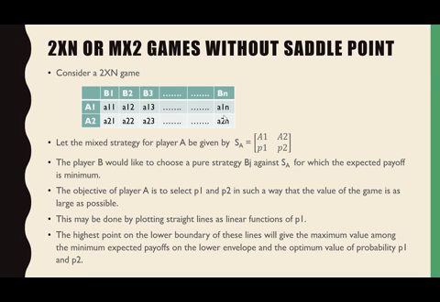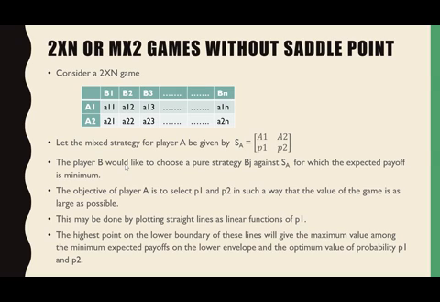And in this case, let the mixed strategy for player A be given by SA, which is P1 and P2. P1 and P2 are the mixed strategies of A because there is no choice. There are only two strategies for A. But for B, we have multiple strategies available. Out of that, we are supposed to select the optimal two, right? That is the aim of the problem. We are supposed to reduce the 2 cross n matrix to a 2 cross 2 matrix.